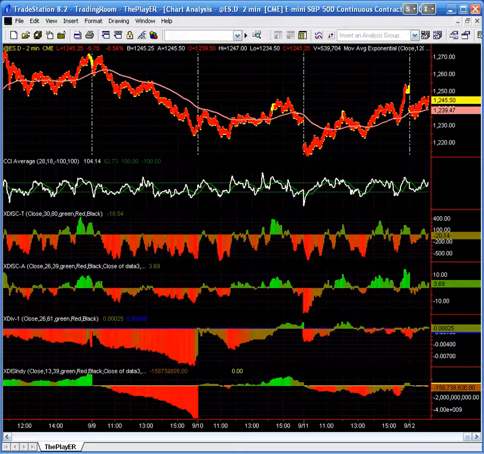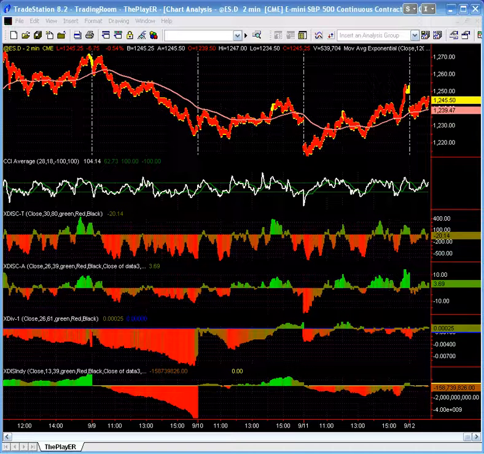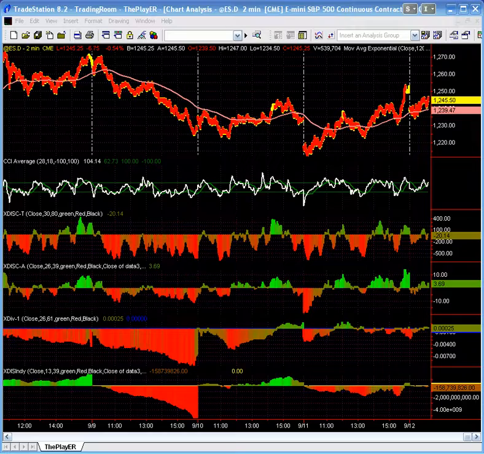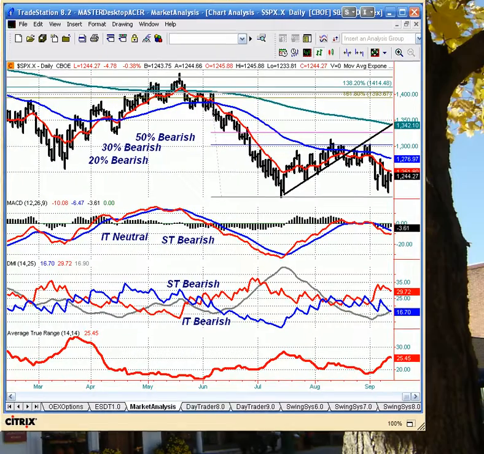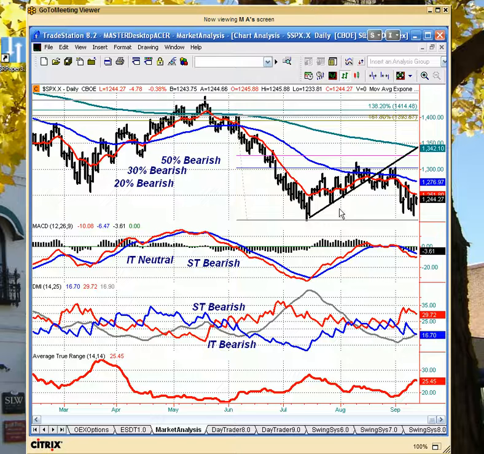We're going to go ahead and switch over to the daily chart. Chart of the S&P 500 cash index. We'll clean that up a little bit. And there you have it.